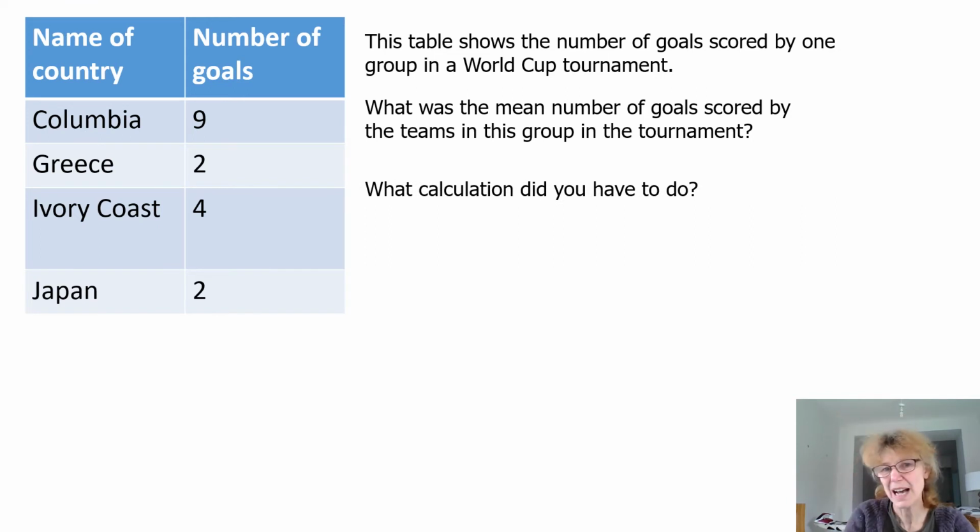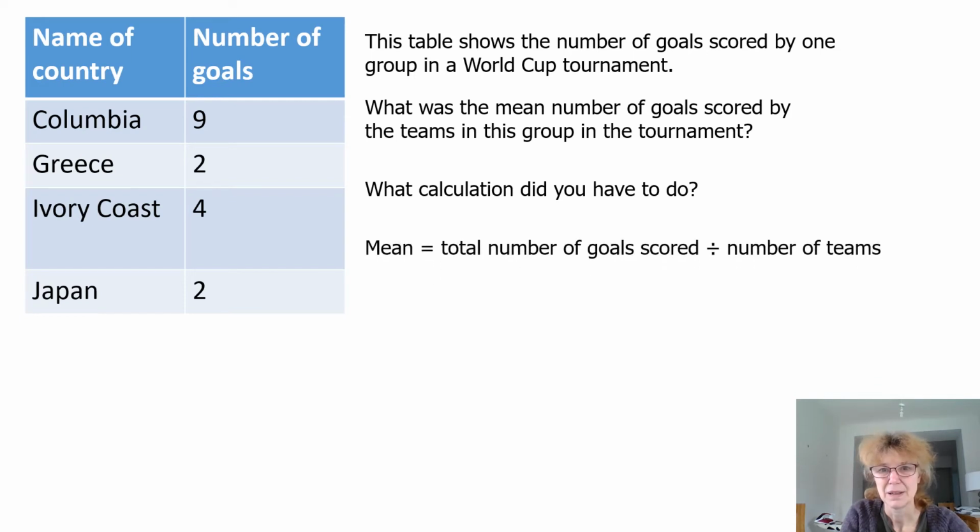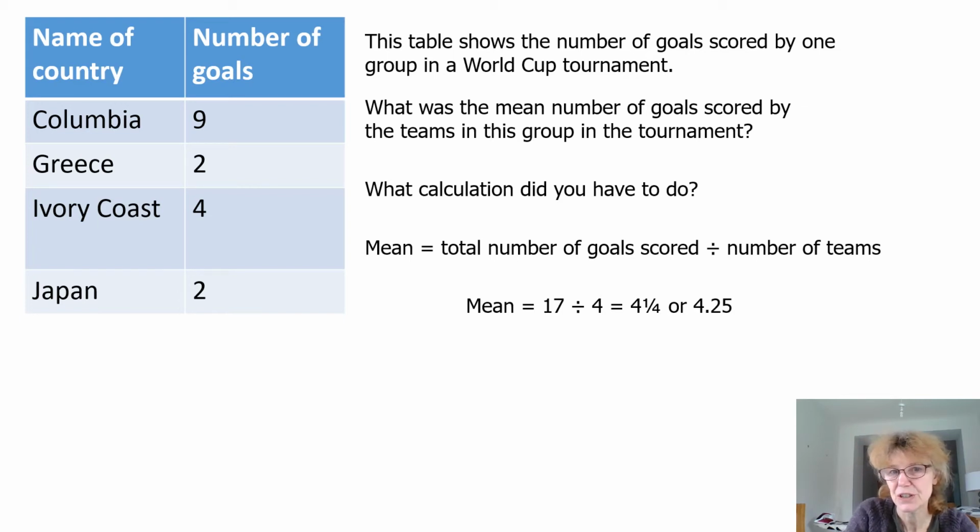Okay, so what calculation did you have to do when you calculated the mean? We know to work out the mean average, it's equal to the total number of goals scored divided by the number of teams we've got in that group. So what was the total number of goals scored? 17 goals scored and 4 teams. So the mean we work out as 17 divided by 4. So the answer you should have got in your calculation was 4 and 1/4 or 4.25. If you remember from the previous slide, the mean average doesn't have to be a whole number.